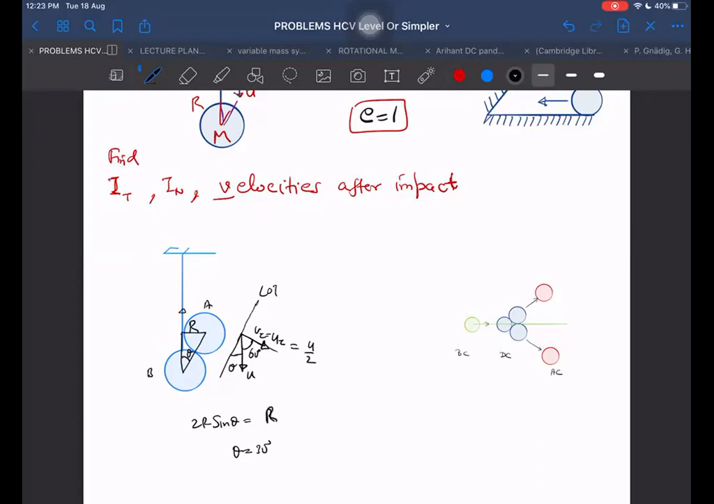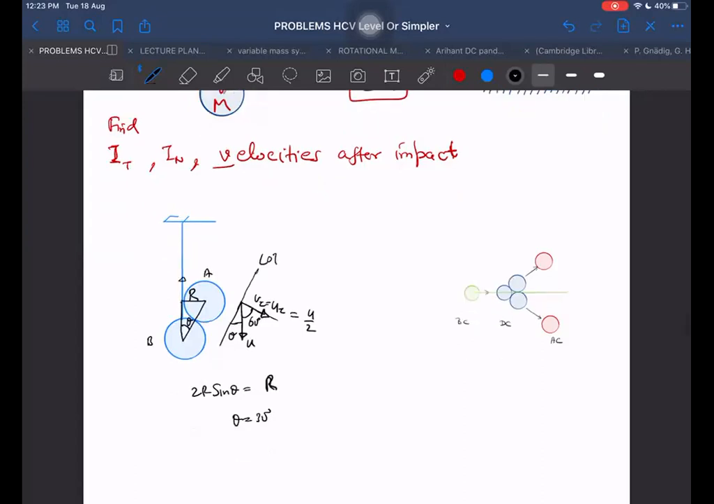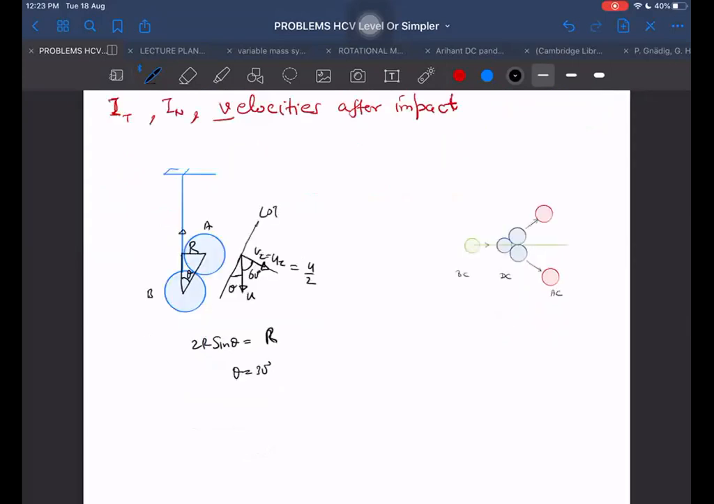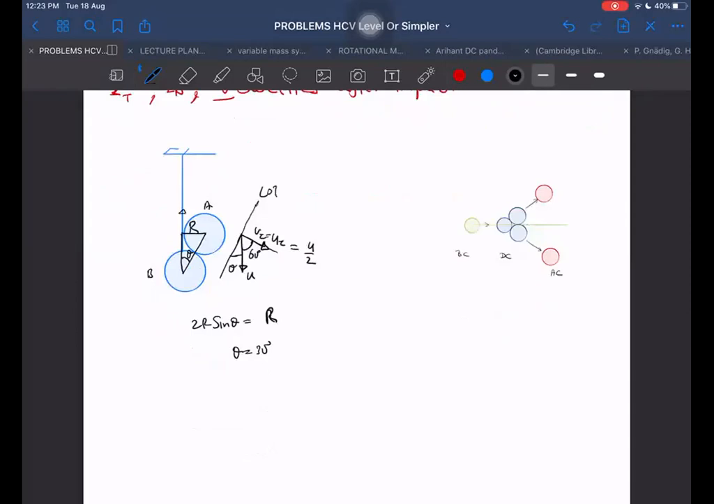U root 3 by 2 is changed. That will remain u by 2. And on the other side it is not u root 3 by 2; it will change. What it will change into, that we have to determine. So, I know one thing now, that B will gain velocity only in horizontal direction. That I'm sure about. So start with this.